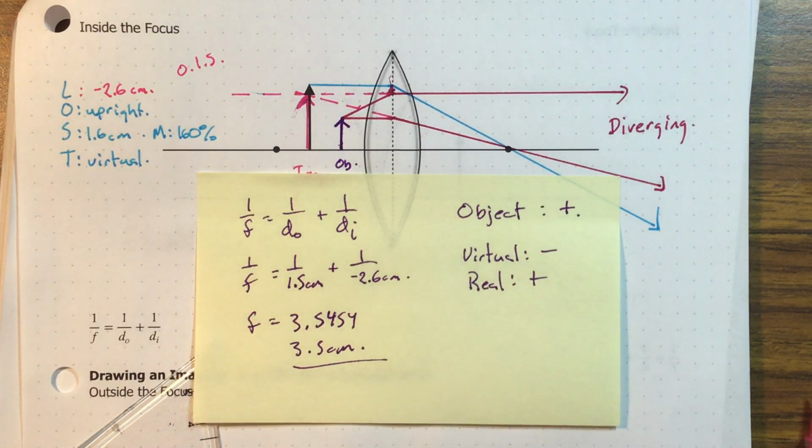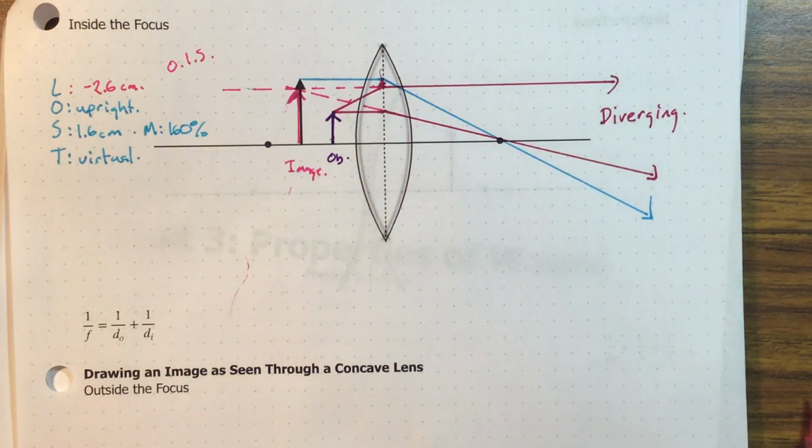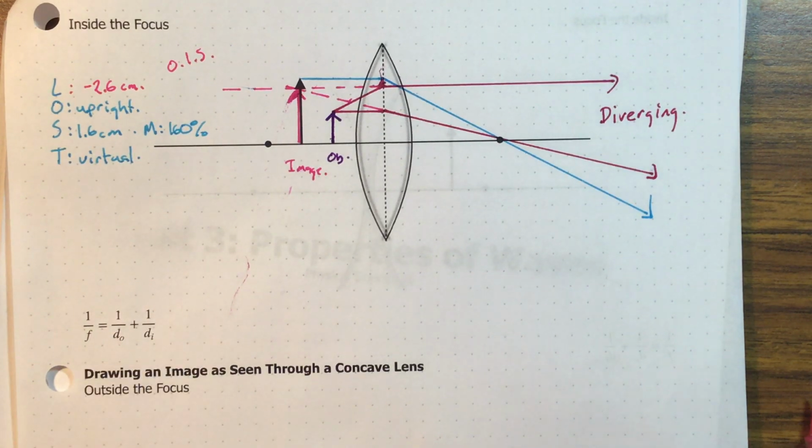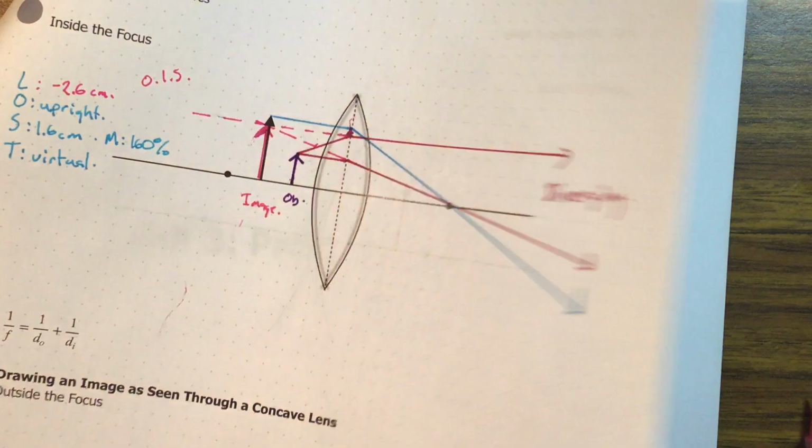All right, so that's how to do a ray diagram for a convex lens, and then how to use that formula for it. In the next video, we'll look at ray diagrams for diverging lenses or concave lenses.